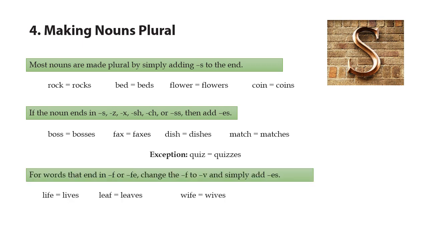For words that end in F or FE, change the F to V and simply add an ES. So this happens in words like life becomes lives, leaf becomes leaves, and wife becomes wives. The exception, there's always exceptions. A chef becomes chefs, and cliff is cliffs, belief is beliefs. So those do not, even though it ends in F, it does not turn to a V in its plural form.